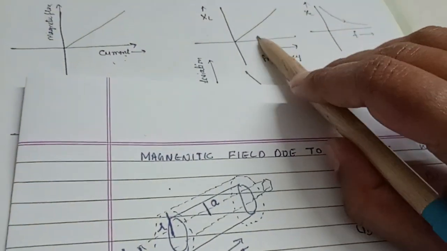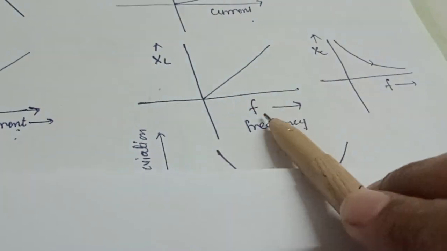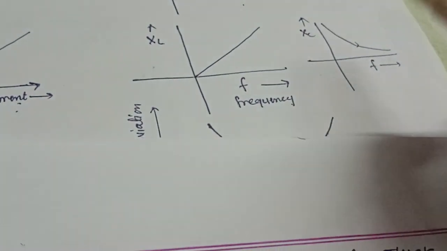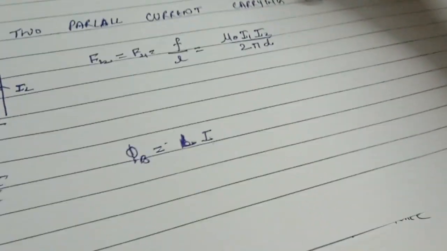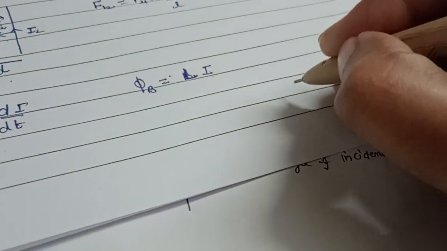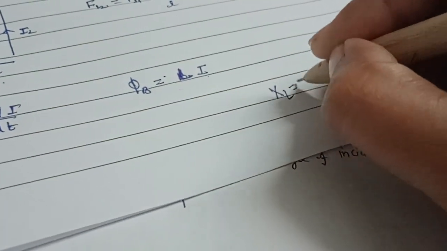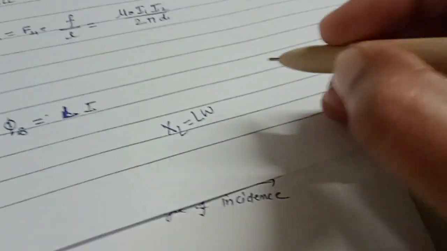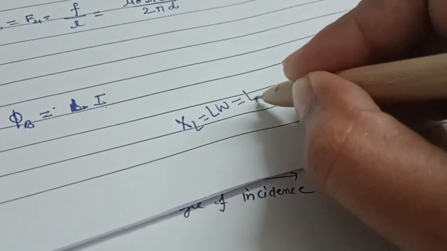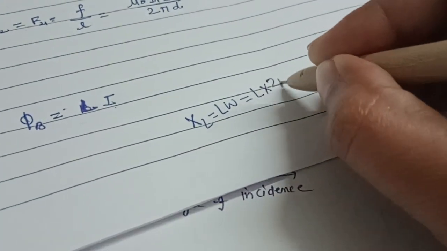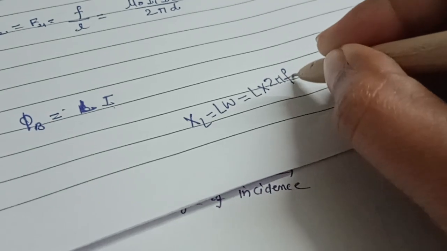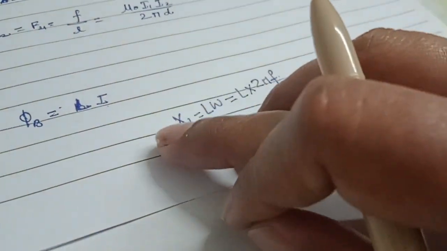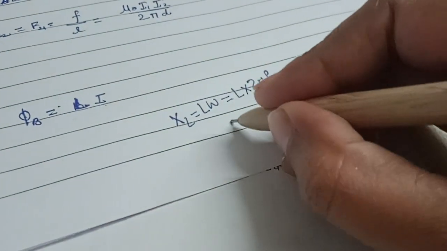Next I have two more graphs. One is between XL and frequency and the second is XC and frequency. So how do we relate these two? XL is equal to L omega. And how do we write omega? Omega is written as 2 pi nu, meaning 2 pi times frequency.